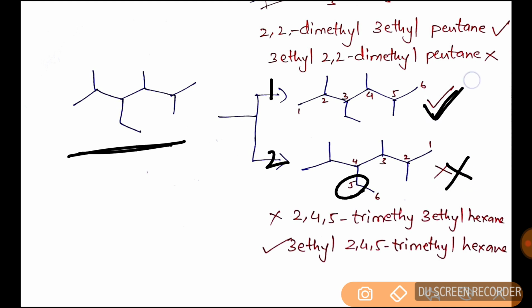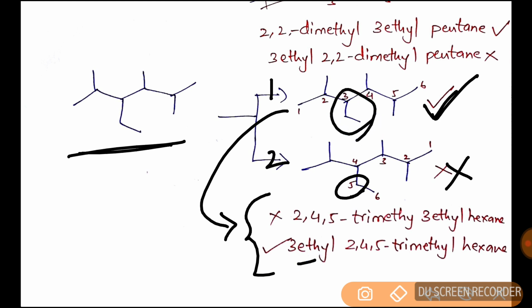So this is the correct way to give the numbering to the parent chain when there are substituents, and the IUPAC nomenclature for this way can be written in these two ways. As I've told you before, the nomenclature is written in alphabetical order, as E comes first: 3-ethyl 2,4,5-trimethyl hexane.